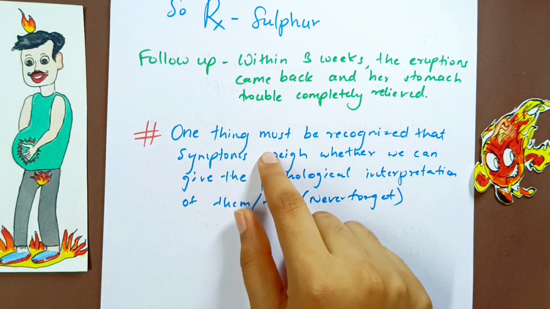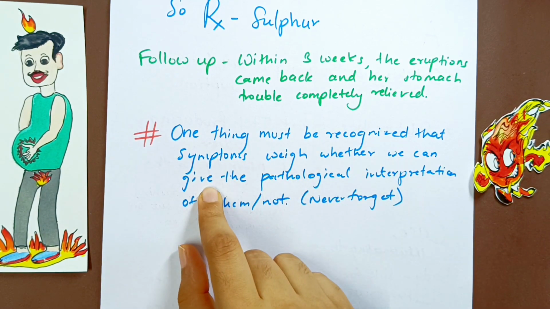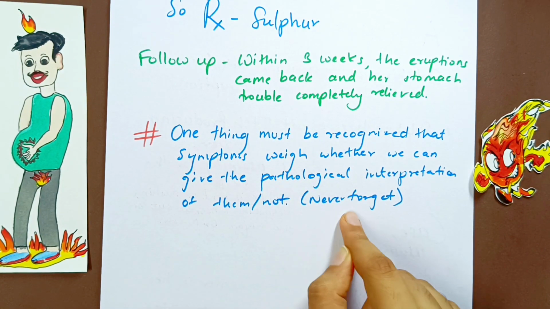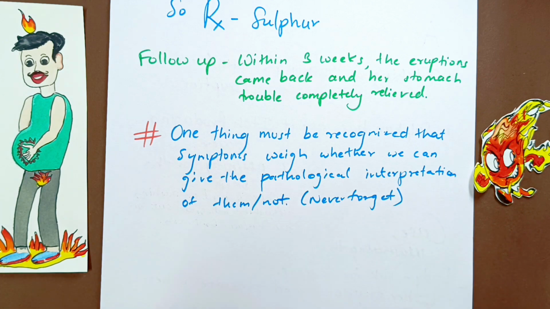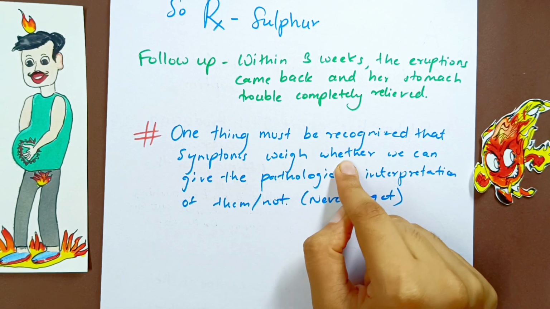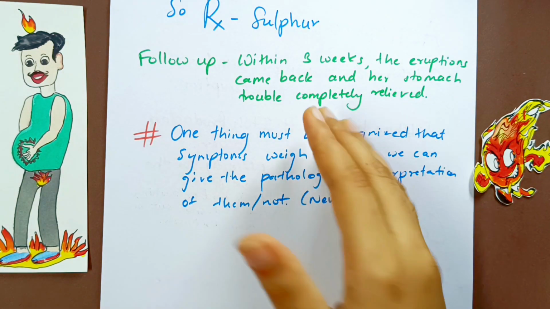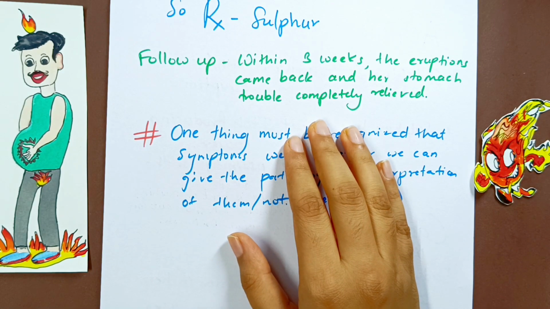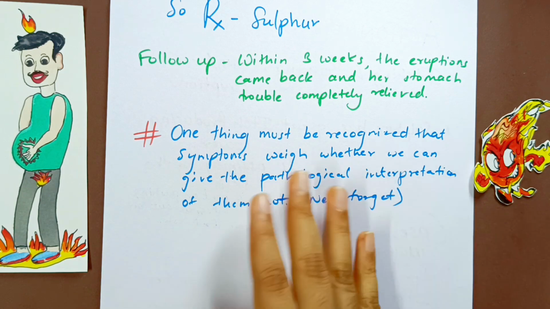Now, one thing must be recognized, that symptoms weigh more, whether we can give the pathological interpretation of them or not. Never forget. That is what Dr. Nash says, and it is of great importance. He says that you should always recognize that the symptoms weigh more. Now see what happened in this case. It is actually what happened in many cases that Dr. Nash has seen, and many cases that homeopaths all over the world see.